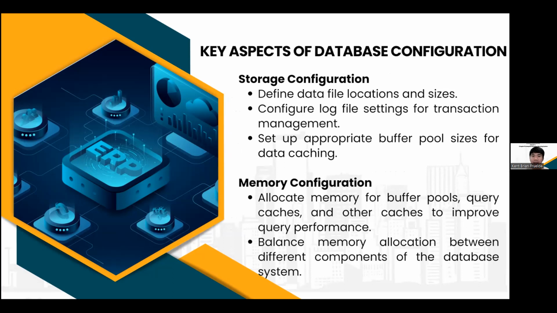So here are some of the key aspects of database configuration. First, we have the storage configuration. It defines data file locations and sizes, configures log file settings for transaction management, and sets up appropriate buffer pool sizes for data caching. Memory configuration: allocate memory for buffer pools, query caches, and other caches to improve query performance. Balance memory allocation between different components of the database system. Next slide, please.